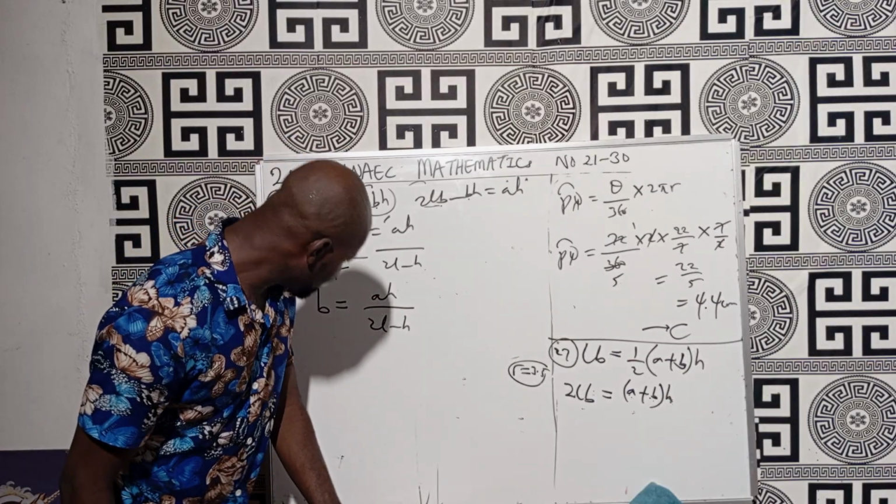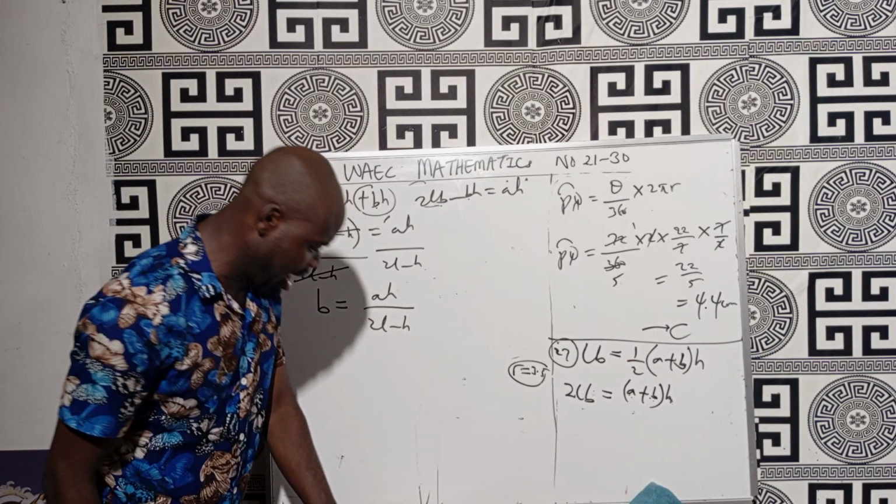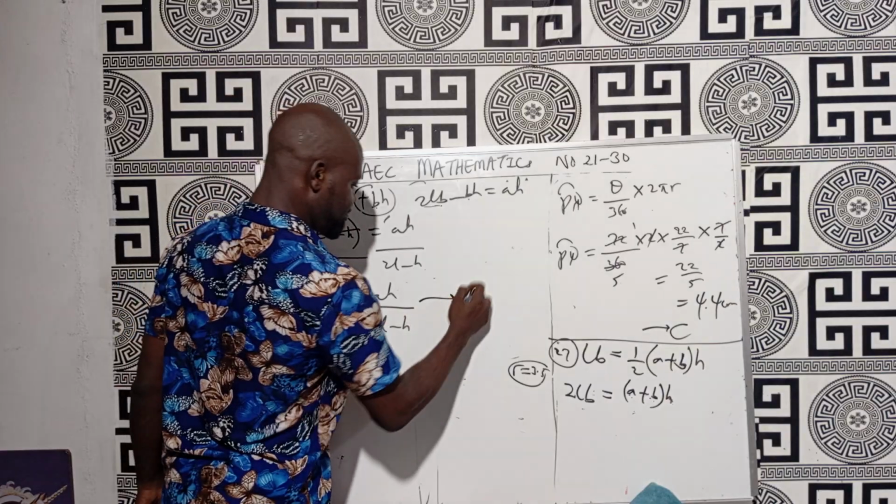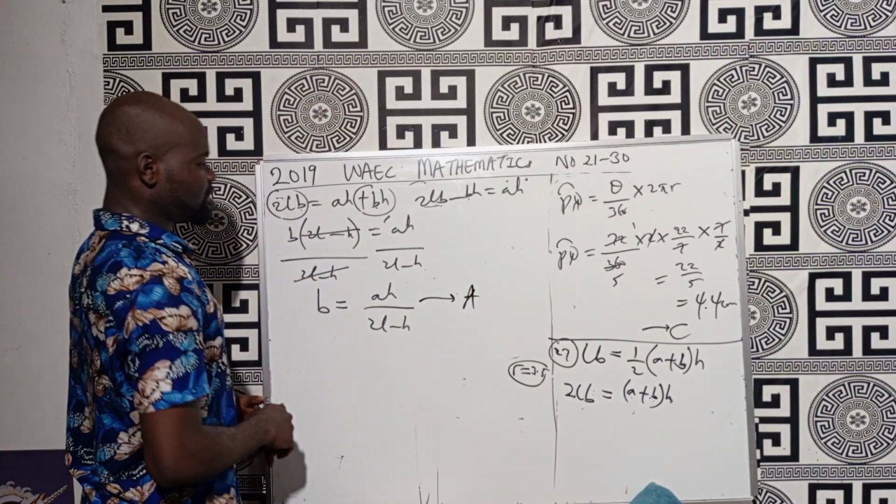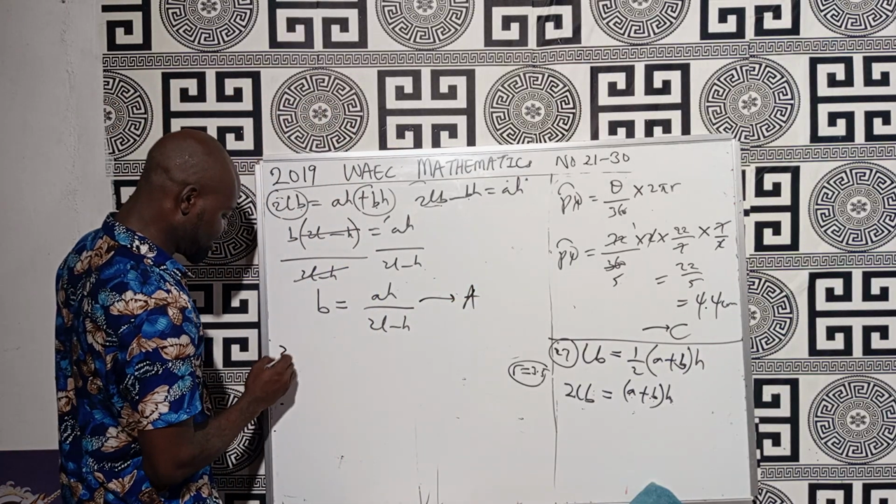So the option is what? That's option A. You can see now, very easy and simple. So that's number 27. Now let's go to number 28.